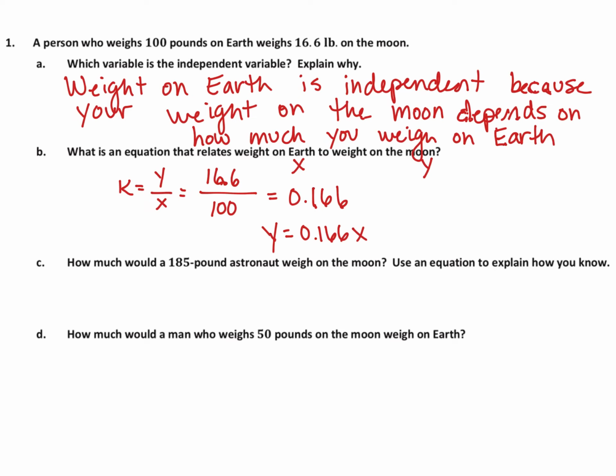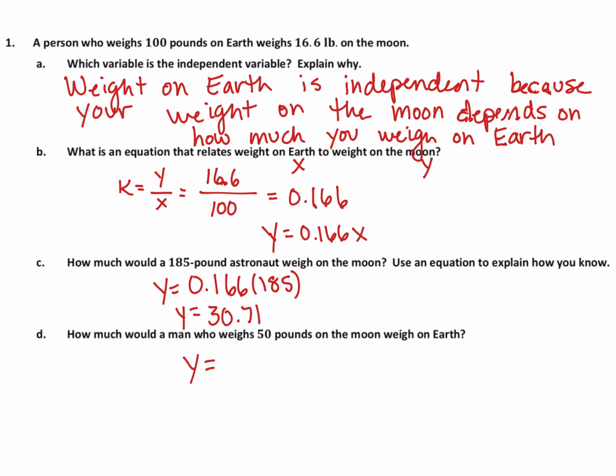C. How much would a 185-pound astronaut weigh on the moon? Use an equation to explain how you know. So we're going to plug in his weight in our equation. What we get out of this, when we multiply 0.166 by 185, will tell us their weight on the moon. And it comes out to be about 30.71 pounds on the moon.